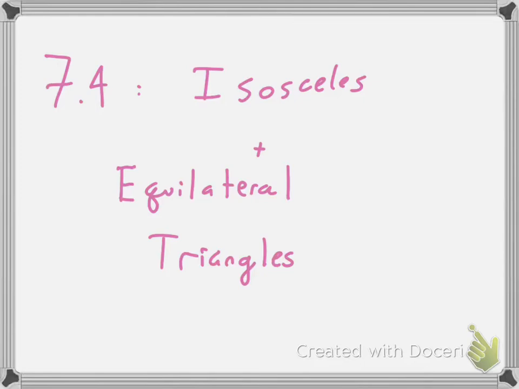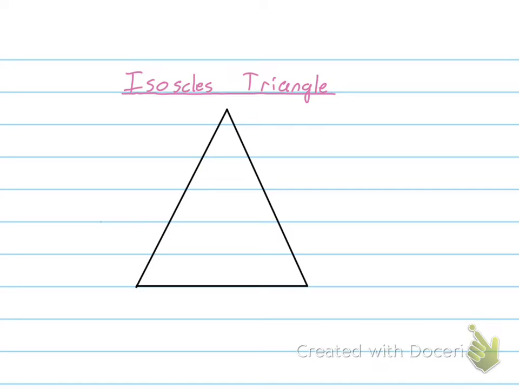In section 7.4, we're going to be learning about isosceles and equilateral triangles. So we'll start by talking about isosceles triangles. We're going to label a bunch of stuff here, so I would just draw a big triangle in your notebook and go from there.